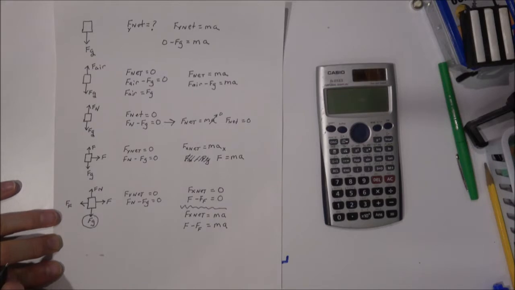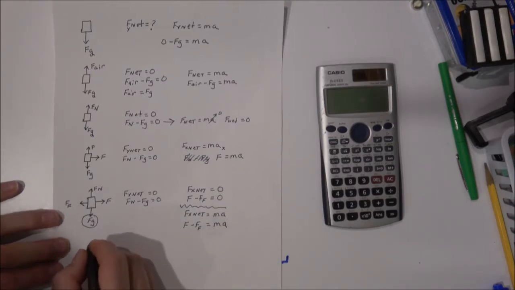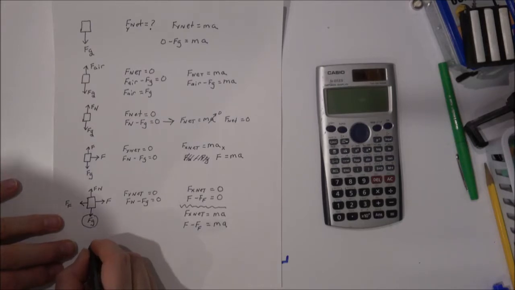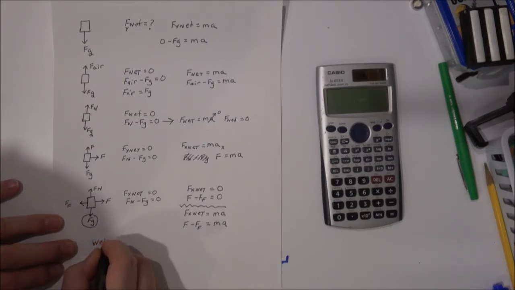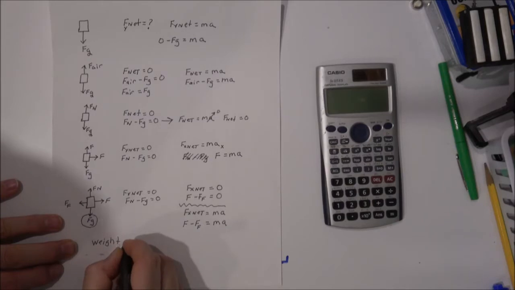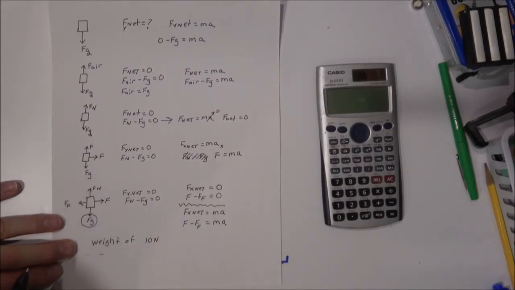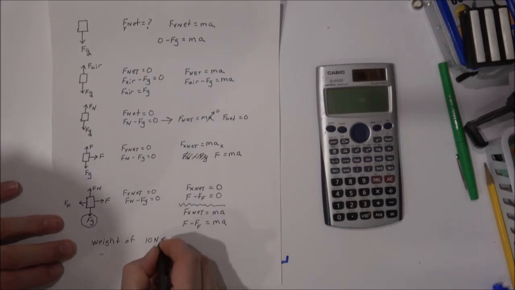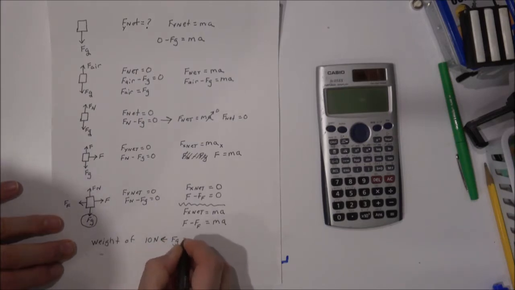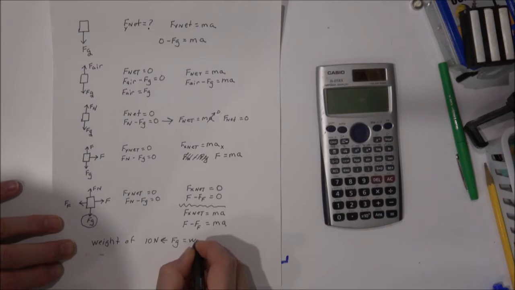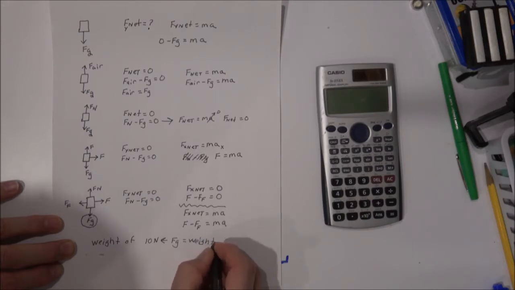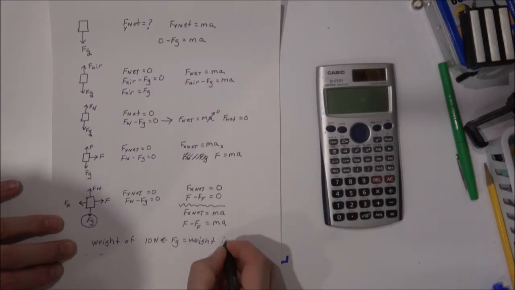Force of gravity can be given to you in 2 ways. If a problem says an object has a weight of 10 newtons, that is the force of gravity. Force of gravity, Fg, equals weight in newtons.